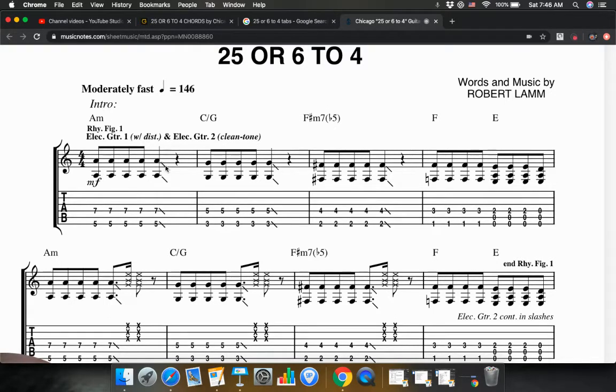This quarter note has some new symbol. Does anybody want to guess what this little thing does? Looks like a slide, like a slide for a kid. This slide actually does mean to slide off of it.